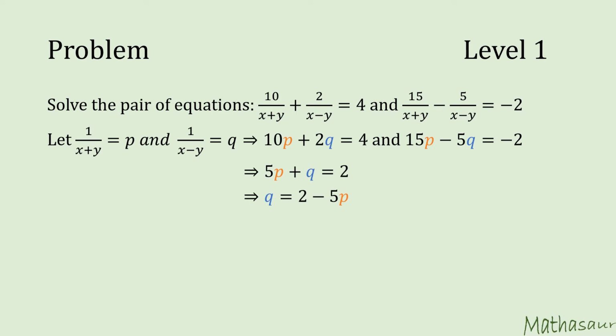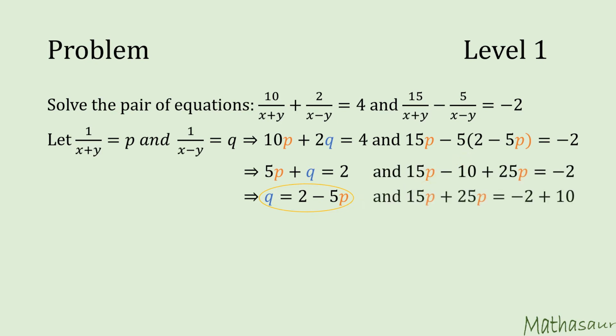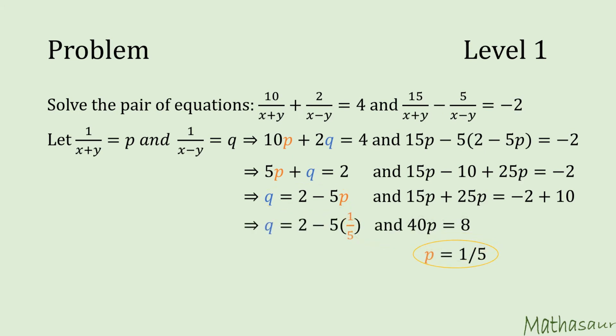Let us write q in terms of p. We get q equals 2 minus 5p. Now we are going to substitute this value of q in the other equation. Solving for p, we get p equals 1 upon 5. Substituting this value back, we can find the value of q. So we get q equals 1.